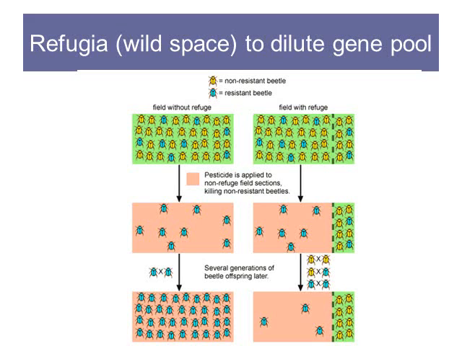It dilutes that. And so you can have it where you've mostly gotten rid of all the ones in your field and you have a very vulnerable population in the refugia, but you don't have the hugely resistant population in your field itself.